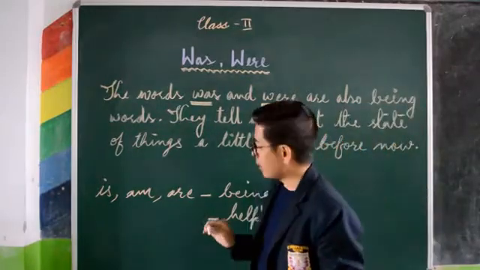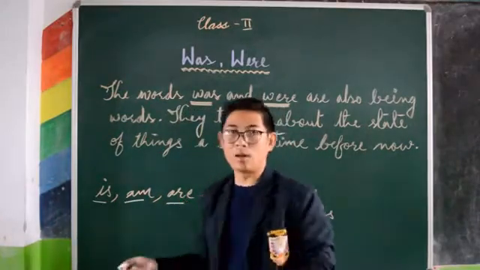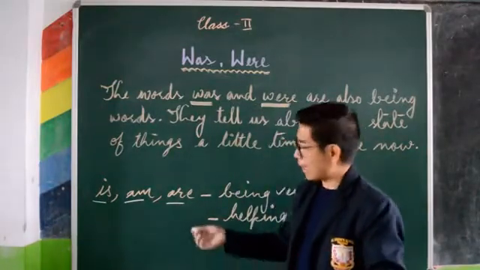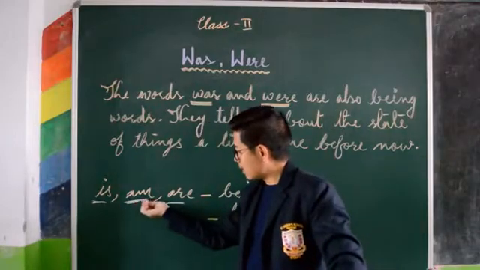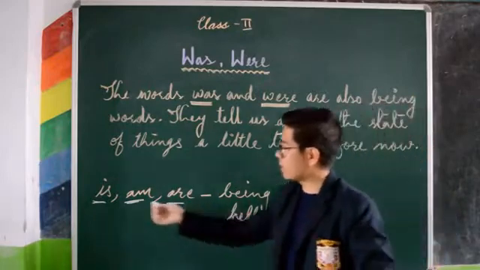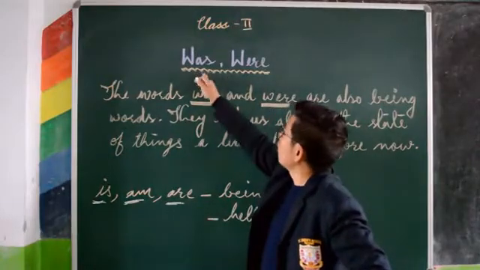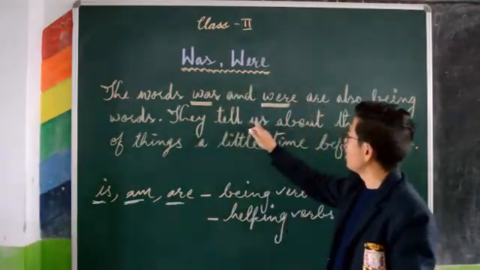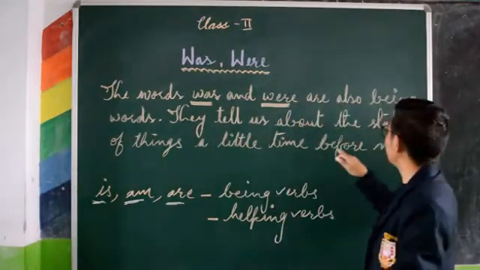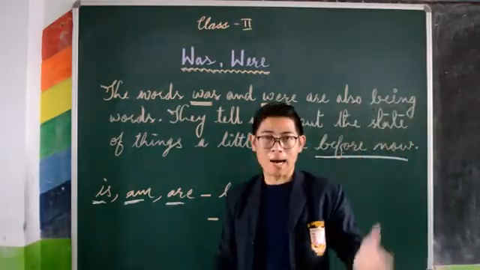Please remember, we have learned that is, am and are are also being verbs. So they tell us about the state of things now, the state of things which is happening now. But was and were, they clearly tell us about the state of things a little time before now. Please remember, before, which is past.